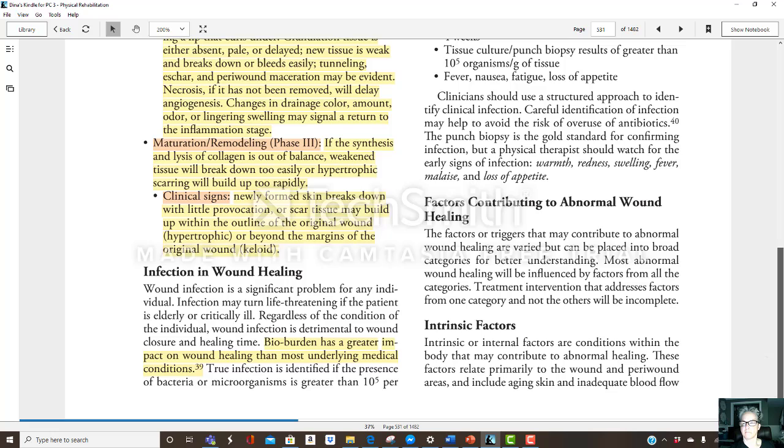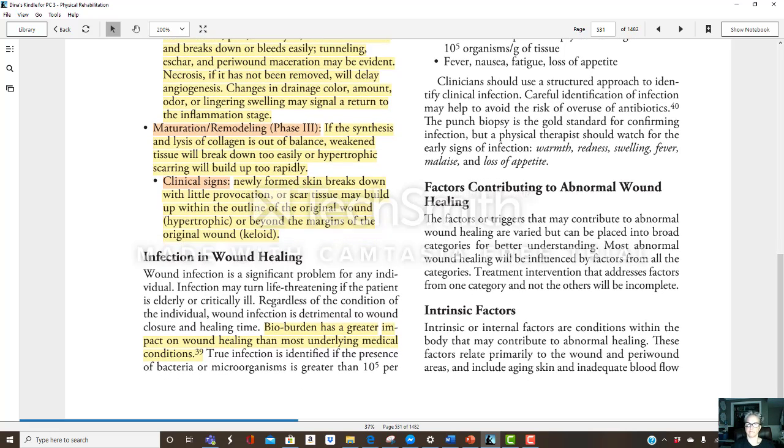Clinicians should use a structured approach to identify clinical infection. Careful identification of infection may help to avoid the risk of overuse of antibiotics. The punch biopsy is the gold standard for confirming infection, but a physical therapist should watch for the early signs of infection: warmth, redness, swelling, fever, malaise, and loss of appetite.